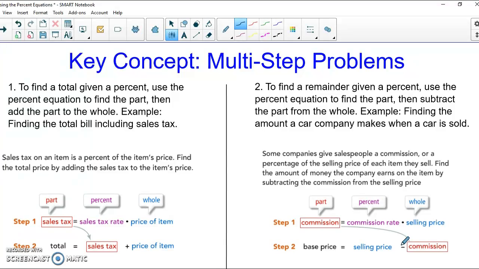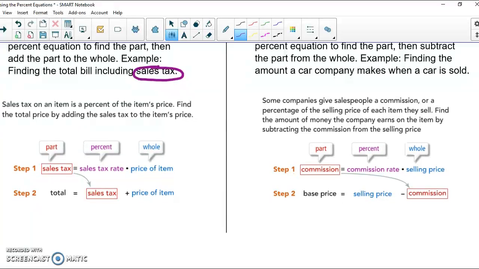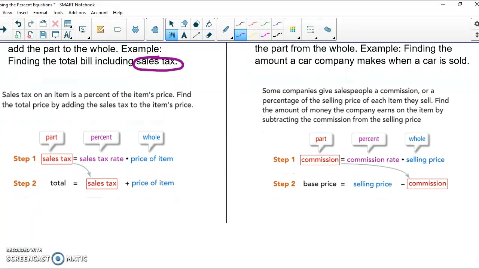So we have started practicing this, but now we're going to apply the percent equation to some different scenarios. Mainly we're going to be looking at how to calculate sales tax and then also how to find commission. Those are the two real life, real world skills we're going to be looking at today. So your goal is to be able to solve problems using the percent equation.